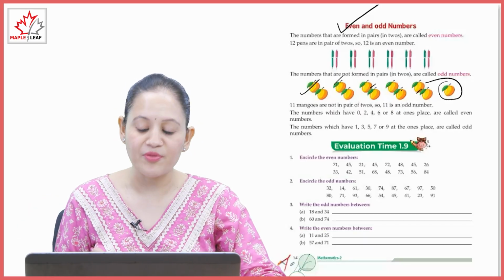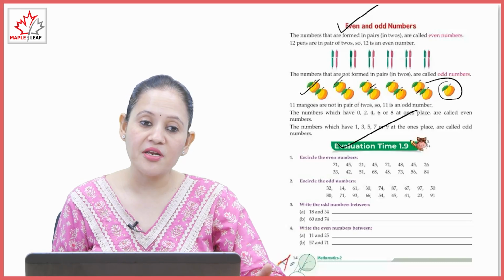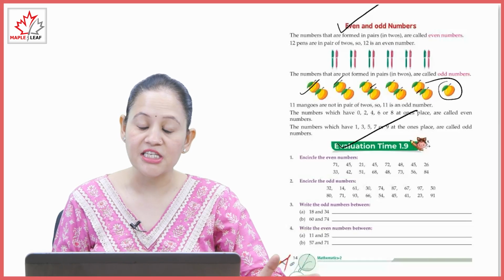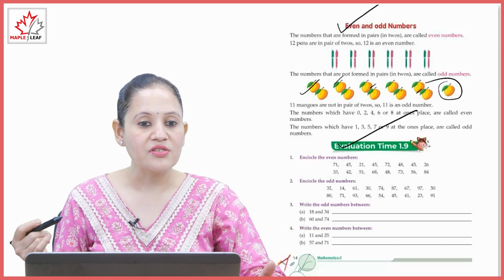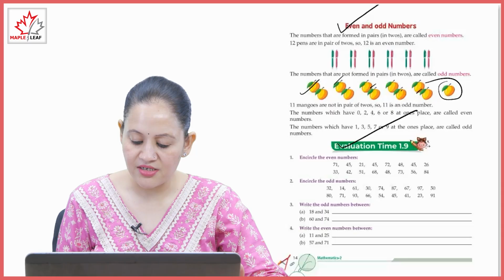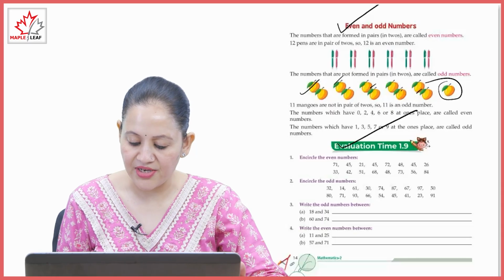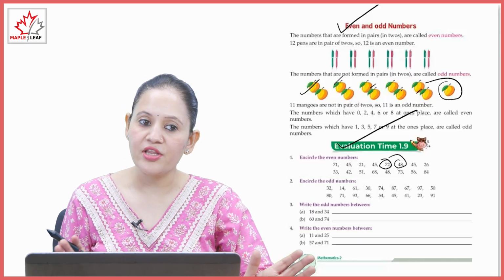Next is evaluation time 1.9. Encircle the even numbers. So even numbers we know are those which we can arrange in pairs, or which have 0, 2, 4, 6 and 8 in the ones place. So here this is 5, this is 1, this is 5. We have to circle the even numbers. Here you can see 2. So like this we will encircle all the even numbers.